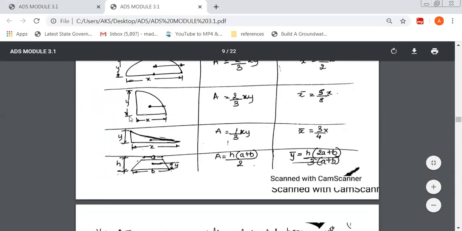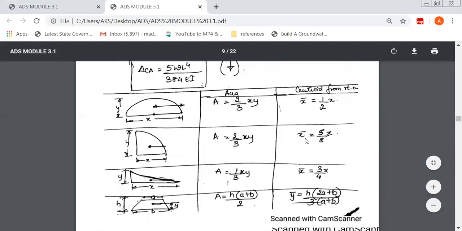The next case is a quarter circle. In the quarter circle, again, the area is 2/3 of x into y. And if you want to find the centroid from the right end, it is 5 by 8 times x. So if you measure like this, it is 5 by 8.